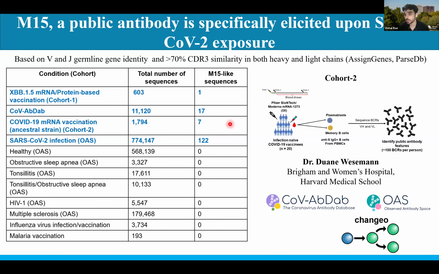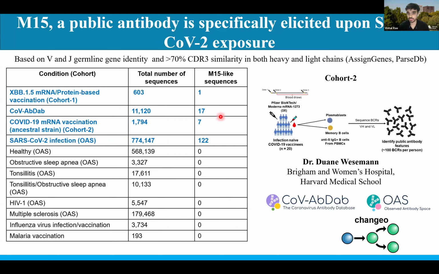And we mapped the sequence of M15 based on its V and J germline gene identity and CDR3 similarity that we assigned using assigned genes of Change-O, to three cohorts and databases. There was another cohort of mRNA vaccines, CoV-AbDab, which is a database of SARS-CoV-2 specific antibodies, and this dataset called OAS, or Observed Antibody Space, that has deep sequenced paired heavy chain, light chain repertoires from SARS-CoV-2 infection and all these other categories.